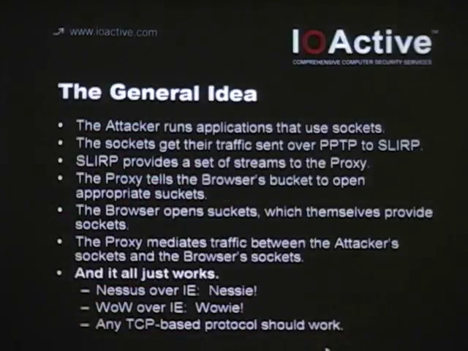So the general idea: the attacker's running an application that uses sockets. The sockets get their traffic sent over PPTP to Slurp. Slurp provides a set of streams to the proxy. The proxy tells the browser, open me some sockets. The browser opens the sockets. The proxy mediates the traffic between the attacker's sockets and the browser's sockets, and it all just works.